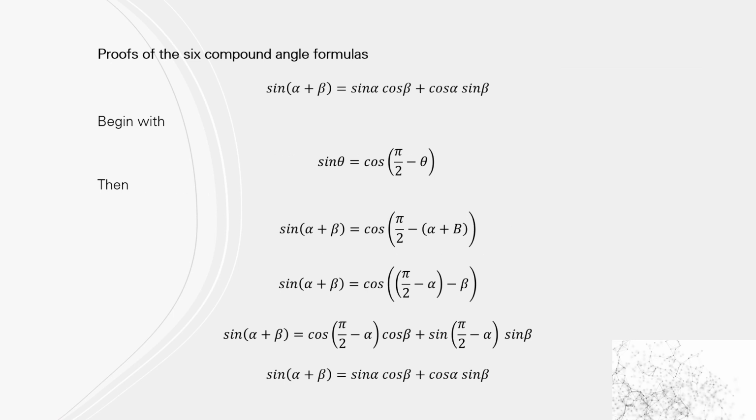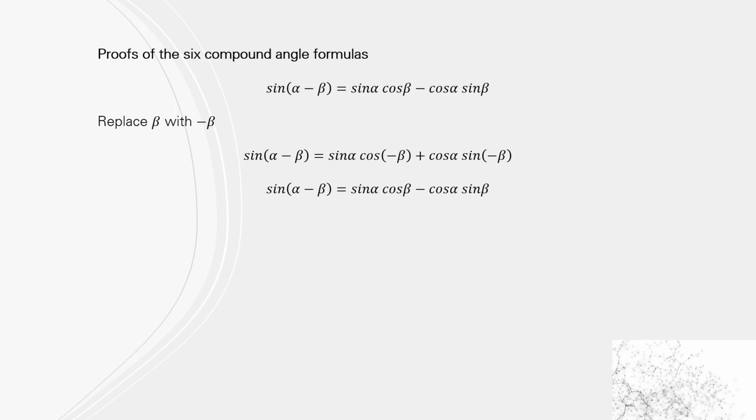So moving on to the first sine compound angle. We're going to start with the complementary rule, which says sine theta is equal to cos of 90 minus theta, or pi on 2 minus theta. So if we want sine of alpha plus beta, that's cos of pi on 2 minus alpha plus beta, using the complementary angle rule. Rearranging that is pi on 2 minus alpha minus beta, and then using the cos expansion, that gets you cos of pi on 2 minus alpha cos beta plus sine of pi on 2 minus alpha sine beta, and of course cos of 90 minus alpha is sine alpha, and sine of 90 minus alpha is cos alpha, and that's how we get the rule.